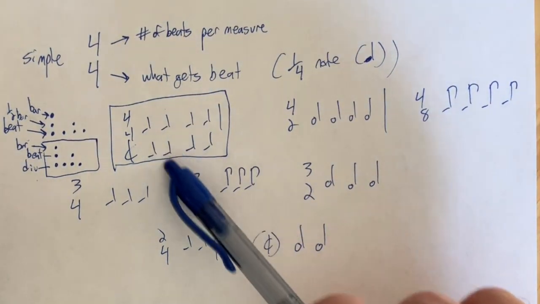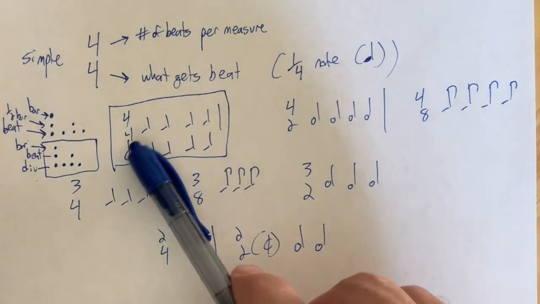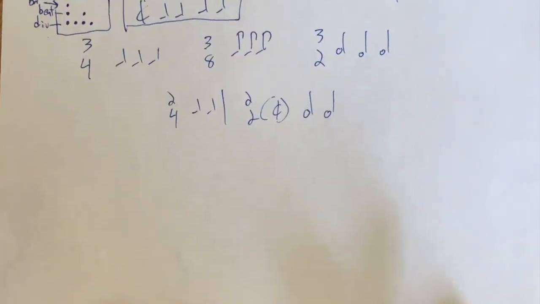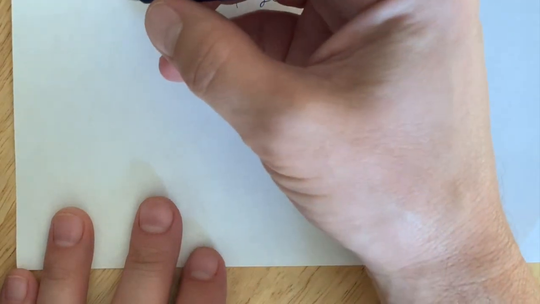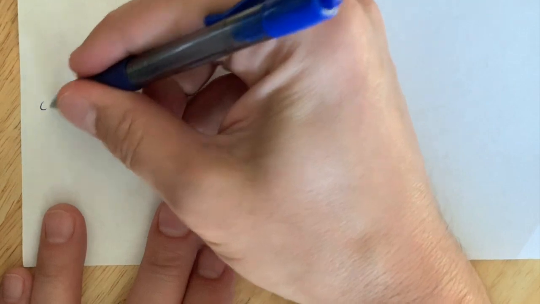It's important to be able to think about meters where the symbol itself doesn't suggest to you what the beats are, stuff like that. Because let's say we were going to try and write a duple compound meter.